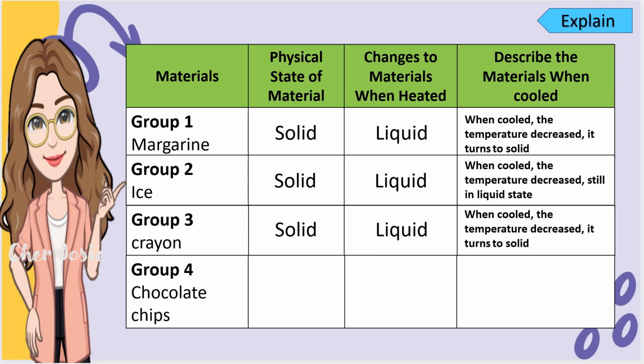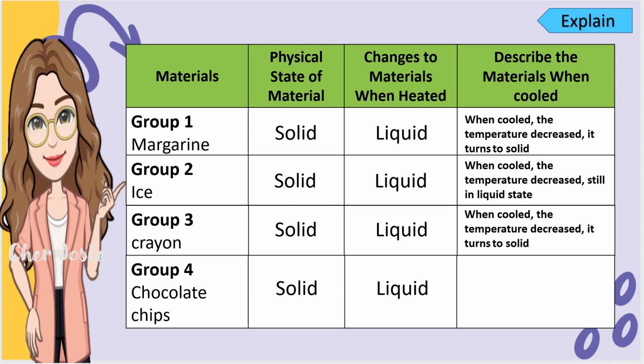You're right. When cold, the temperature decreases and it also turns into solid. And lastly, group 4. What is the physical state of the material or the chocolate chips? You're right. It is also solid. What are the changes to materials when heated? Correct. It also turns to liquid.